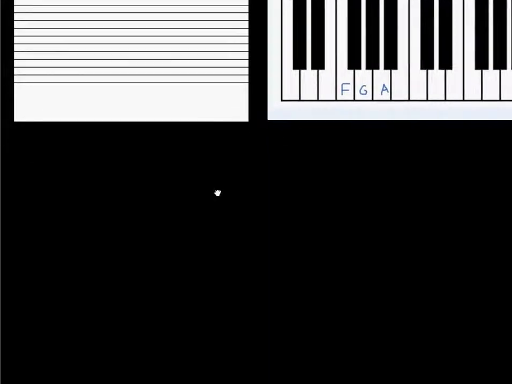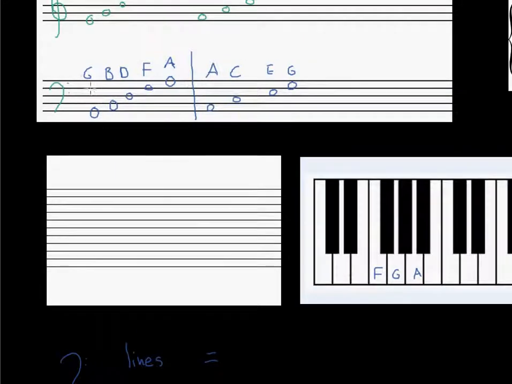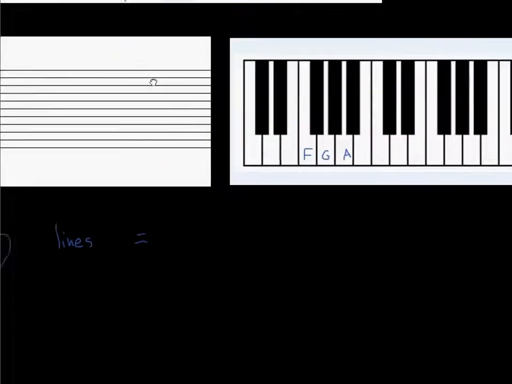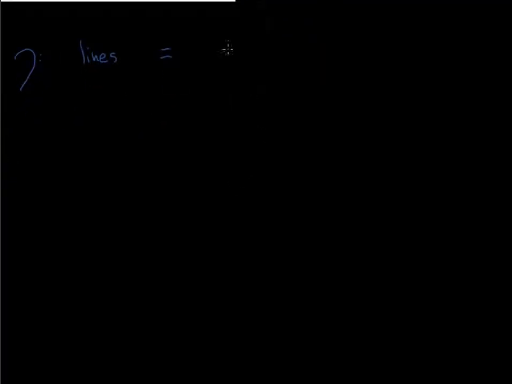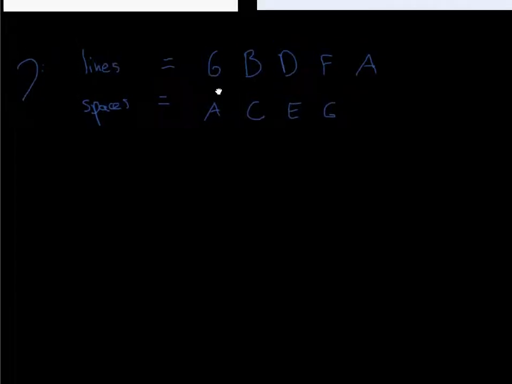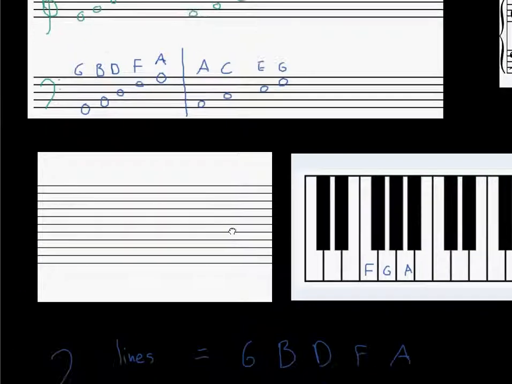So let's just take that down here again. Right, so we've got the bass clef, right? The lines were, starting from the bottom, let's have a look, G, B, D, F, A. G, B, D, F, A. G, B, D, F, and A, right? And the spaces were A, C, E, and G. Let's have a look if that was right. A, C, E, G. Good.